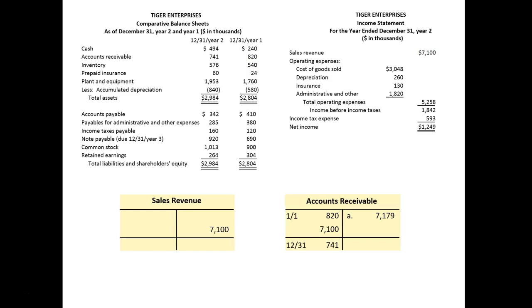So if we started the year at $820, we know we had sales of $7,100 all on account because it told us that. We know our ending balance in accounts receivable is $741. We then need to determine what the credit would have been to accounts receivable, which is the $71.79.